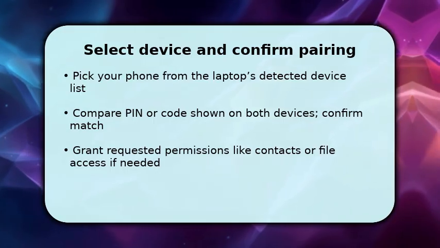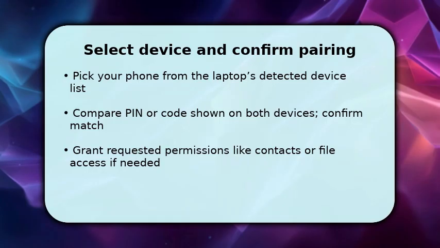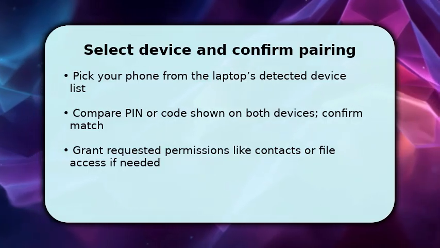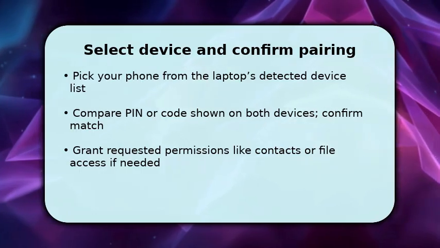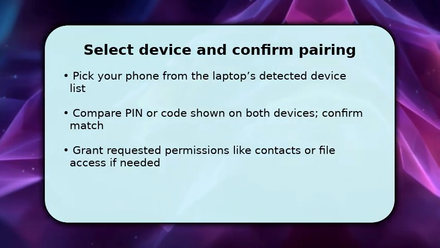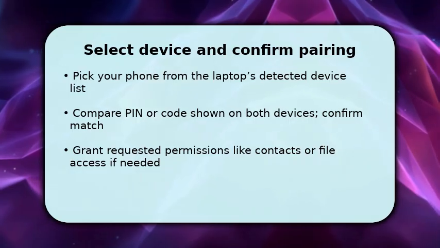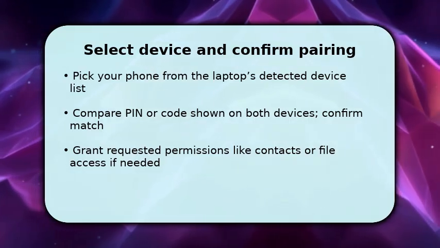You'll usually see a PIN or code on each screen. Compare them to verify you're connecting to the right device, then accept on both ends. After confirmation, the devices negotiate profiles like file transfer or audio streaming. Grant permissions when prompted so functions work correctly.